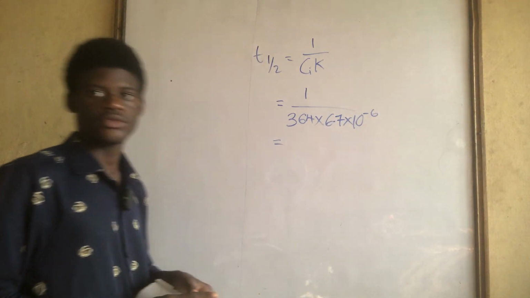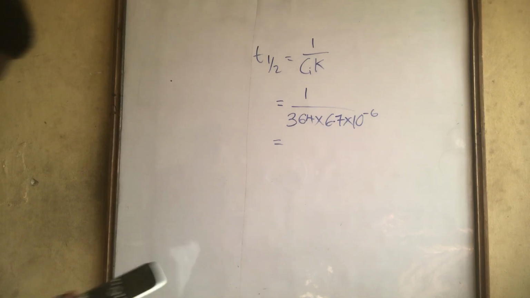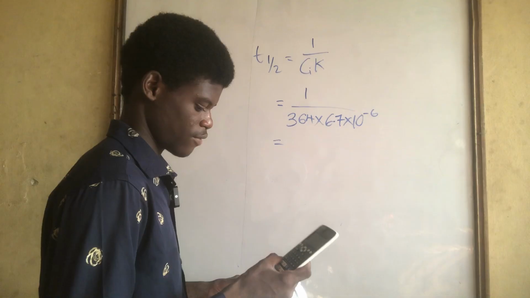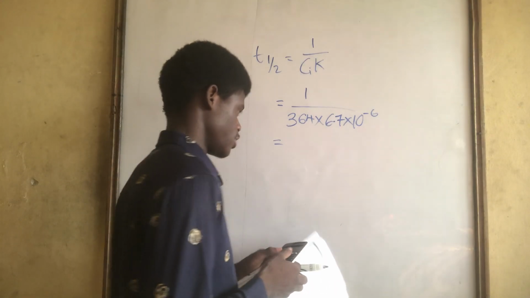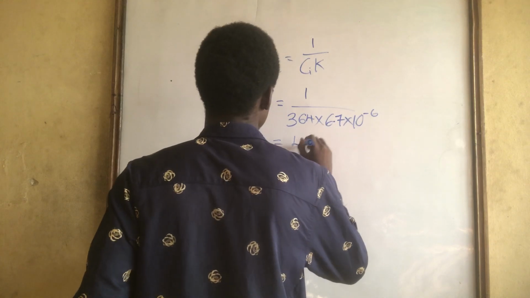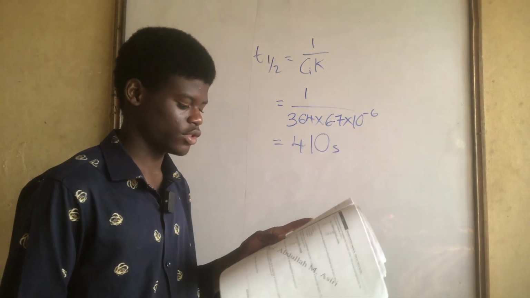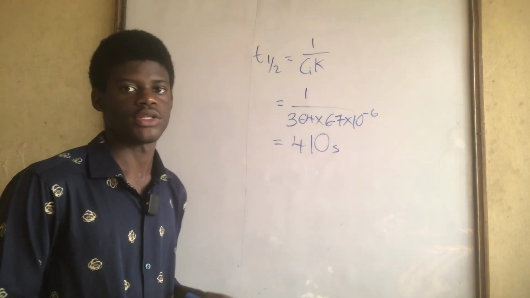So let's just solve this. This will be 1 over 364 times 6.7 times 10 to the power minus 6. And this will give us 410. That's 410 seconds. The half-life of that second order reaction is actually 410 seconds. And that's option B. So question number 38 is option B.